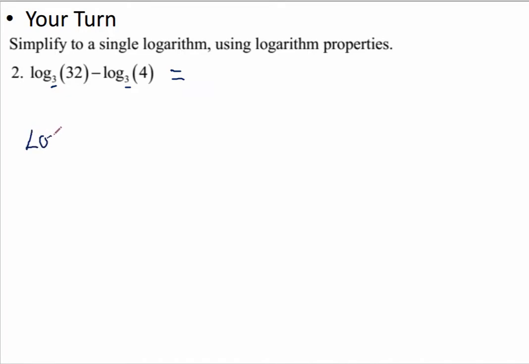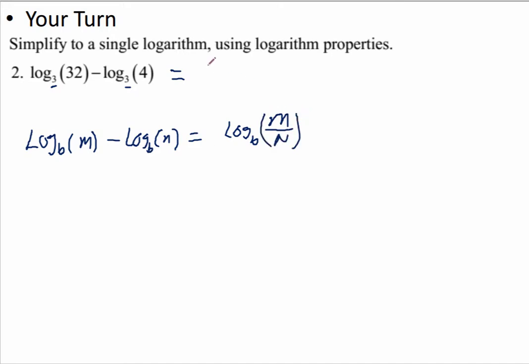And so what this says is the property we're going to use, let's go ahead and write it down. We're going to use the property that the log base b of m minus the log base b of n is equal to the log base b of m divided by n. Okay, they used a's and b's, I use m and n's, but however you want to do it, it's good for you.